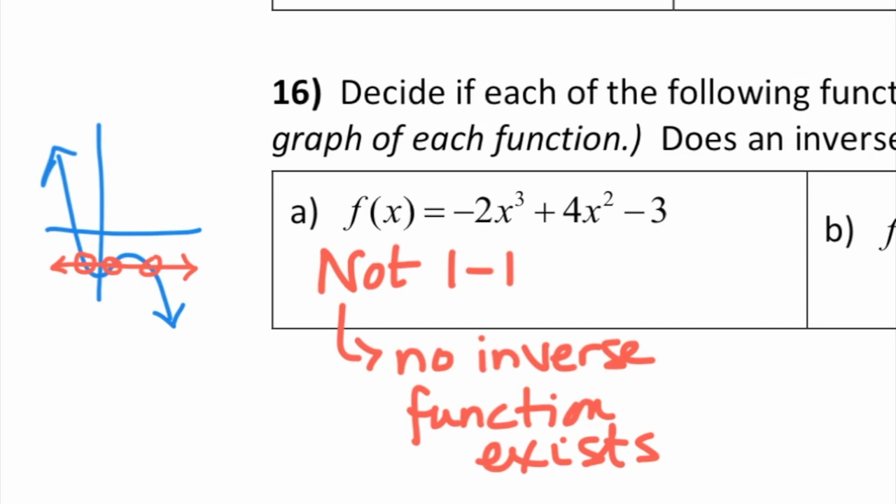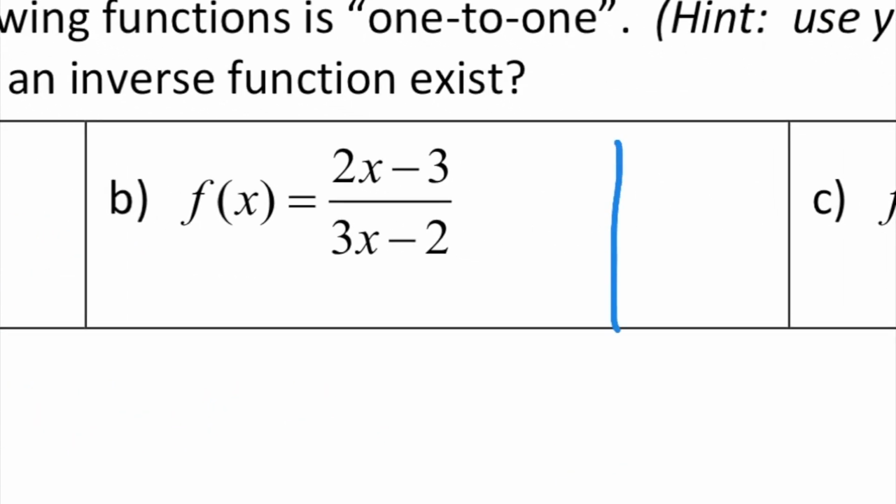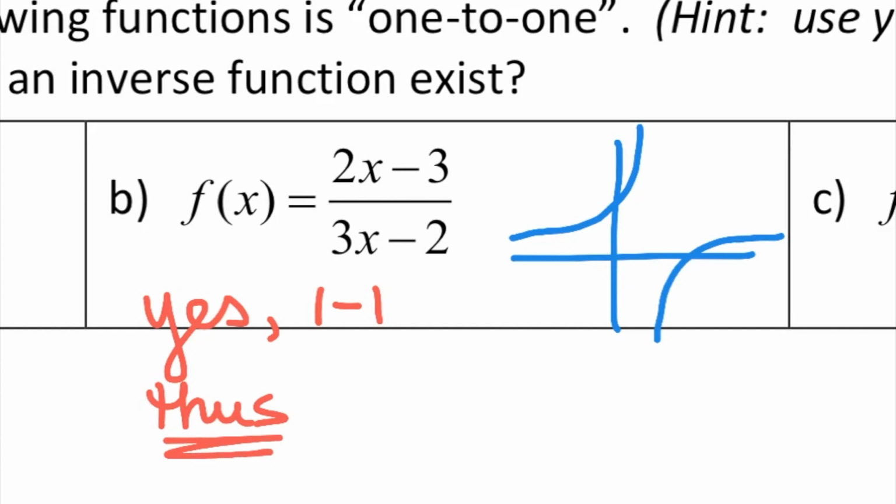Whereas in this next graph, when you graph this one, you're going to get a graph that looks more or less like this, and that both passes the vertical and the horizontal line test. So yes, it's 1 to 1, and thus an inverse function exists.